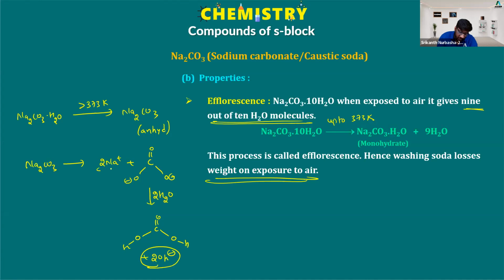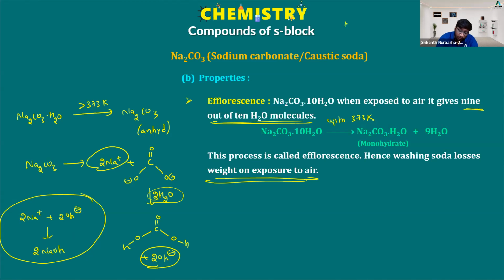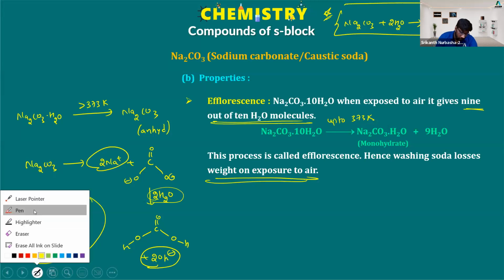These 2 OH- and 2 Na+ will react to form 2 NaOH. That means I can say Na2CO3 plus 2H2O forms H2CO3 plus 2 NaOH. Can I write the reaction like this? Na2CO3 plus 2H2O is forming H2CO3 plus 2 NaOH. Whenever you do the hydrolysis of sodium carbonate, you will get carbonic acid, H2CO3, and NaOH is also going to be produced.